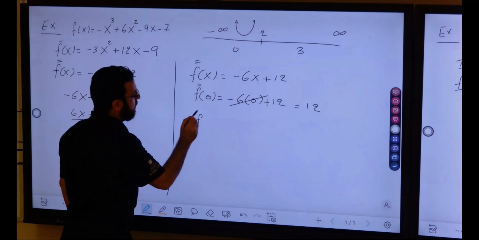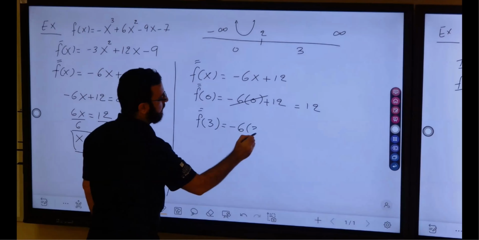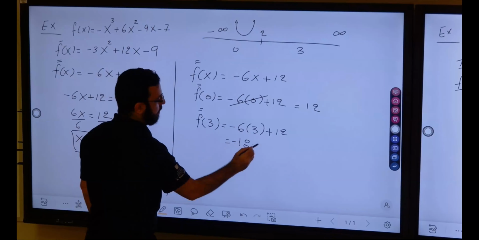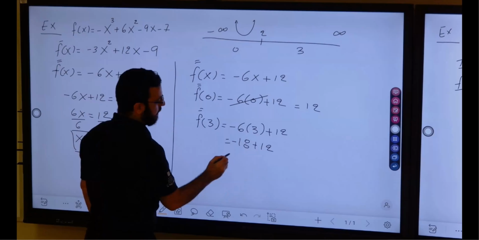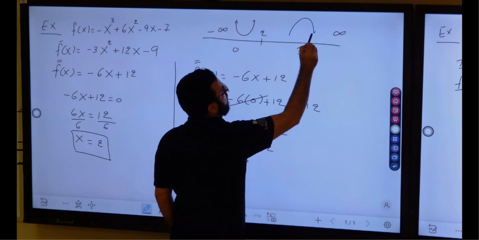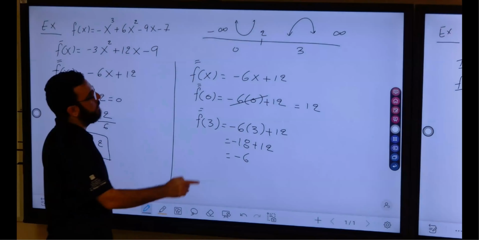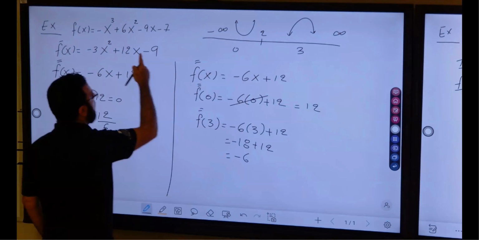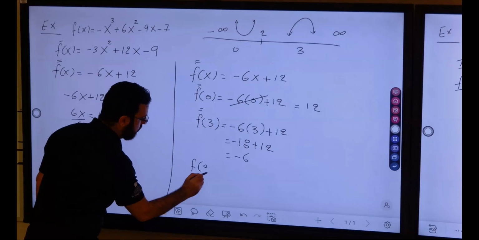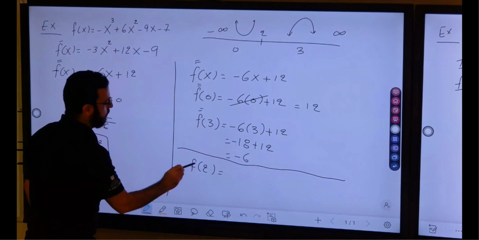Then the second derivative at 3 is going to be -6 times 3 plus 12, which is -18 plus 12, and then it's going to be negative. On this side, the function is concave downward. And again, to find the inflection point, you're going to plug in 2 where? Here. That means f of 2 is going to be equal... You're done here. On this side, we're going to find the inflection point.